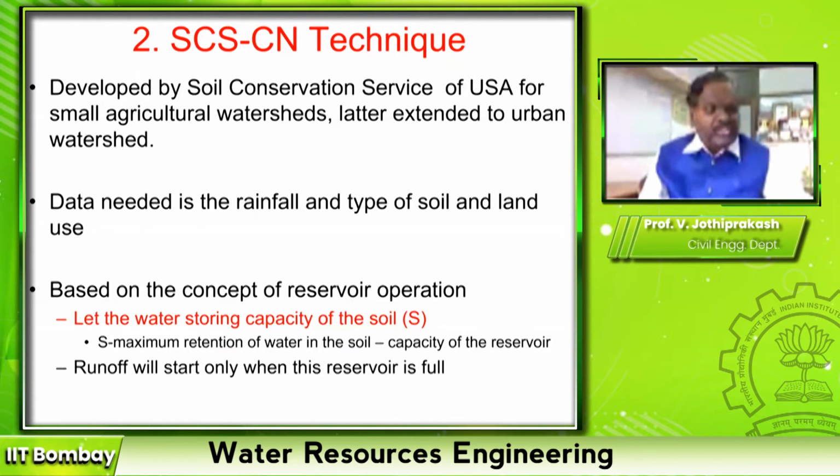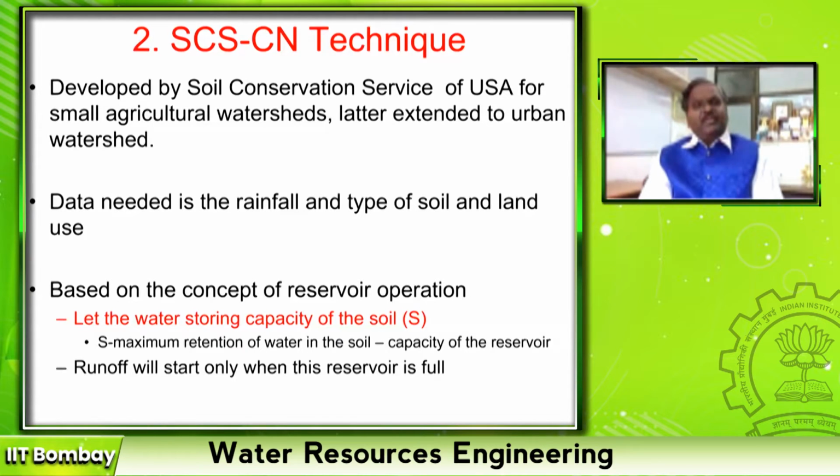Now the name has changed. It is the USDA method of rainfall runoff relationship, or curve number technique, but the name of the method is still the SCS curve number technique. This was mainly developed, right, for small agricultural watersheds. They are all experimental agricultural watersheds. Then this was extended to urban catchments. Now we are using it even for large catchments by making this part of a small agricultural watershed.